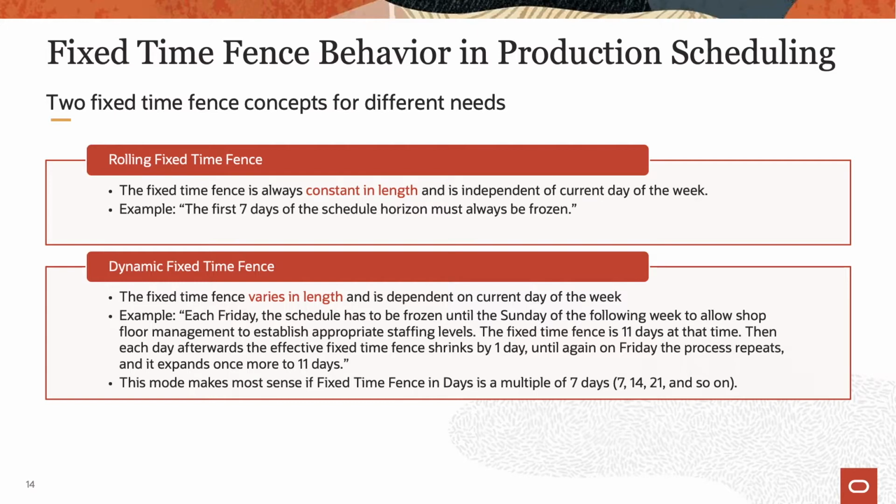This is for customers who intend to form their schedule, for example, every Thursday until the end of the subsequent week. And as time progresses, the fixed time fence shrinks day by day until the next Thursday is reached, at which time it is extended again. So now let's go over a few details.